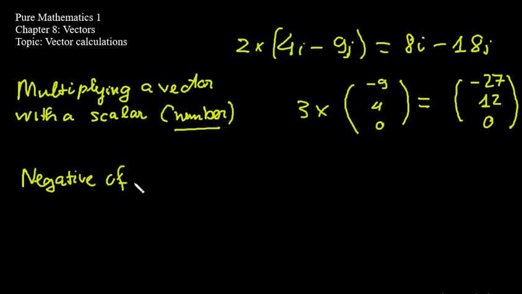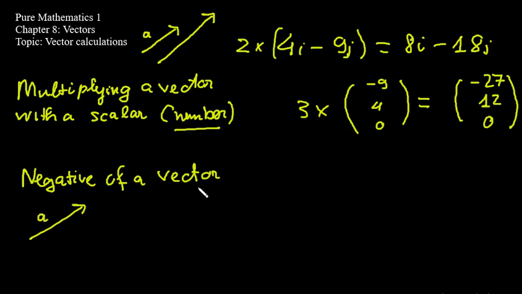And the next one is the negative of a vector. For the negative of a vector, say we have a vector A. When we make the negative of that vector, we have another vector which has the same magnitude but a different direction. So we get minus A.